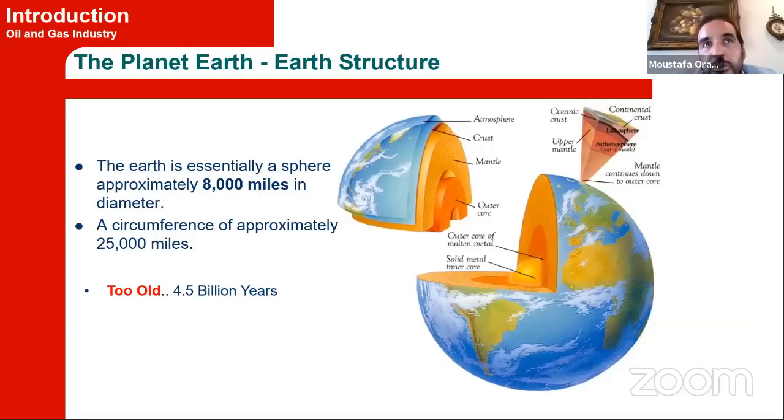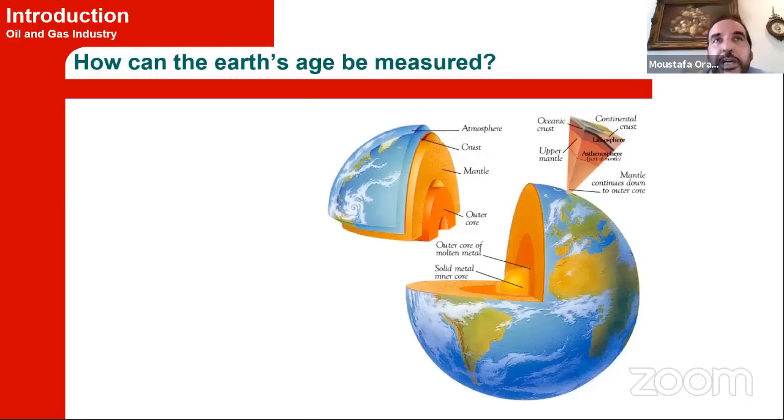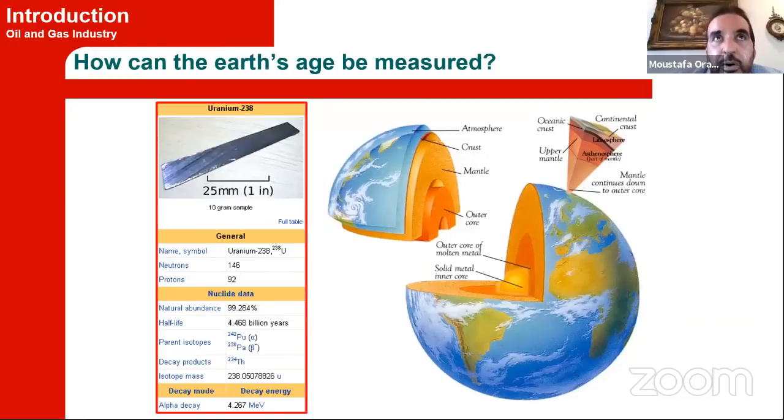Now you can ask yourself a question. How did you come up with this number? How can you actually estimate the earth's age? How do you come up with 4.5 billion years? Well, we do this based on some types of elements in the elemental composition of the earth that have a very, very long half-life.